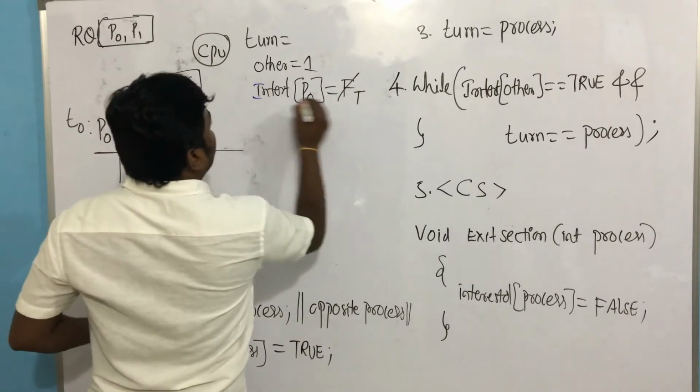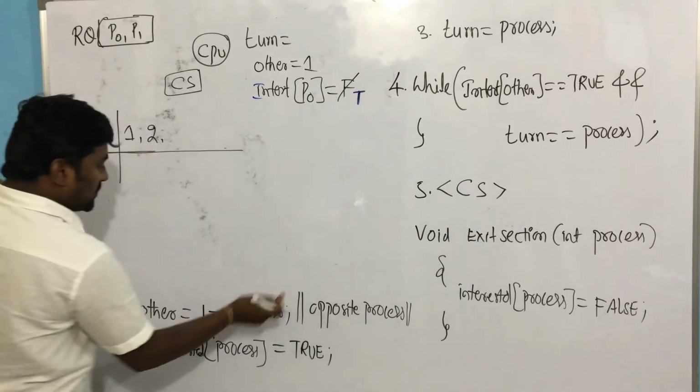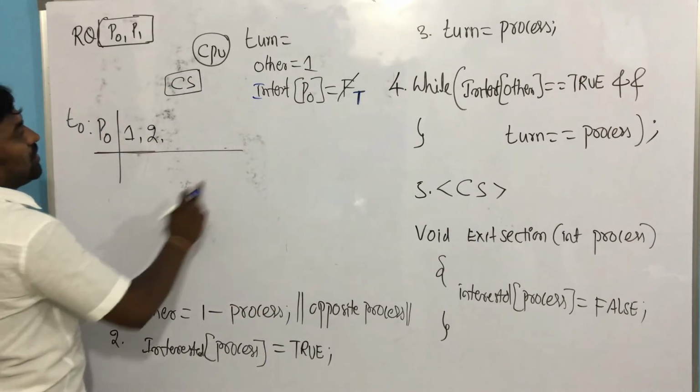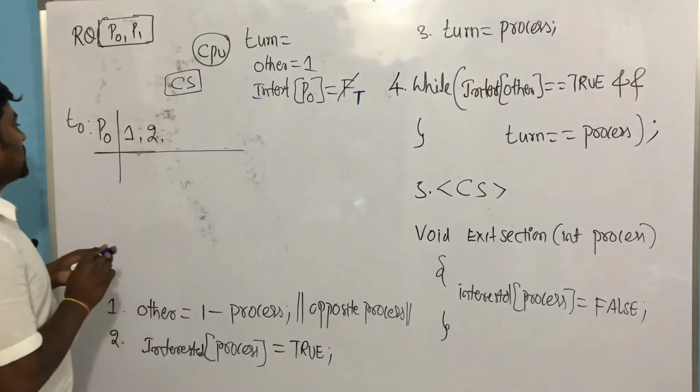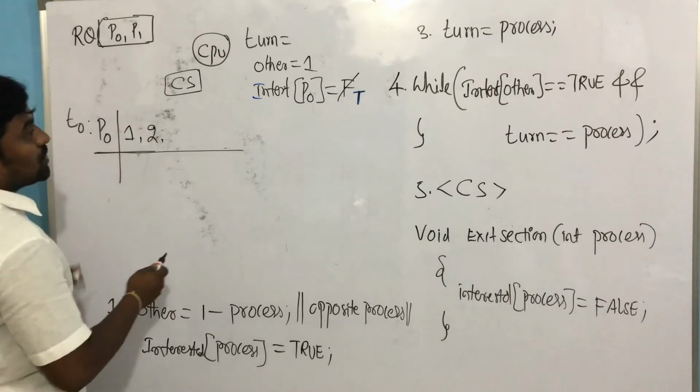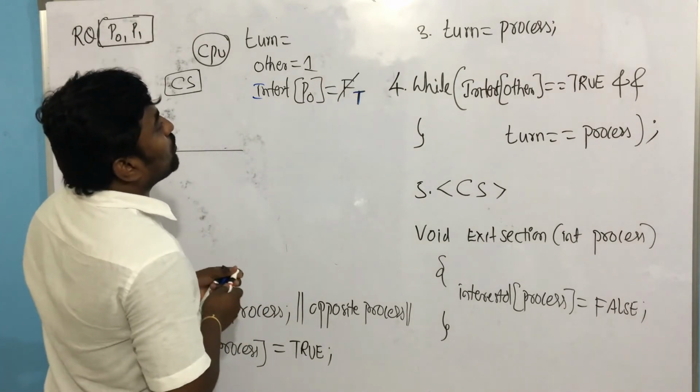Interested of process. Who is process now? P naught. And make that true. True nothing but now P naught is interested to use the critical section. And third step, what third step here? Turn equal to process.